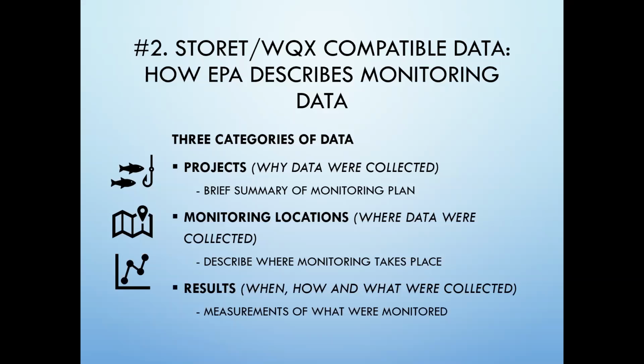And there are three main categories of data that should be included when you submit water quality monitoring information. And that's shown on this slide. So one is the projects, which is why data were collected, a brief summary of monitoring plan. The second is the monitoring locations of where the data were collected. And the third is activities and results. So when, how, and what were collected, which measures what was monitored.